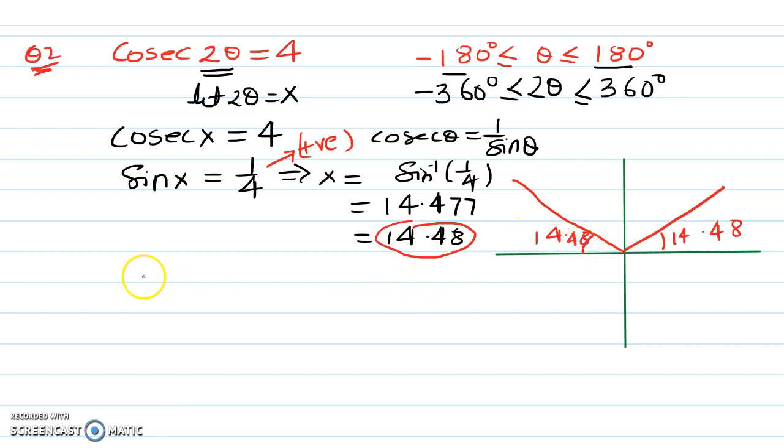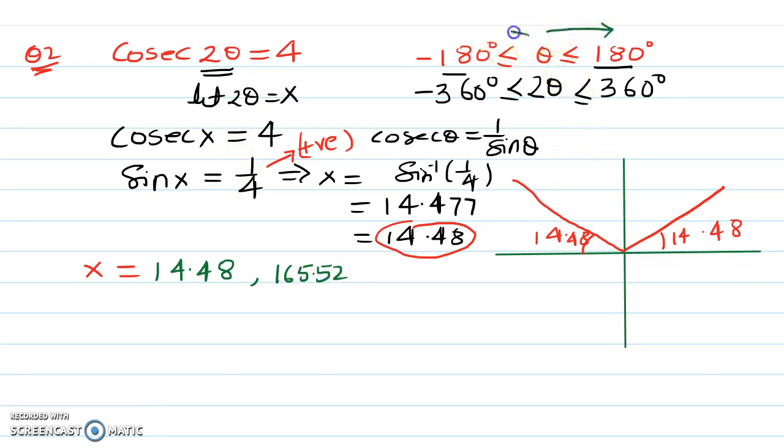So now capital X equal to, if you see, the first angle will be this angle, that is 14.48. Let's write down here 14.48, and the next angle will be 180 take away 14.48, so it will be 165.52. So this is, we have moved from theta to 180 degrees.